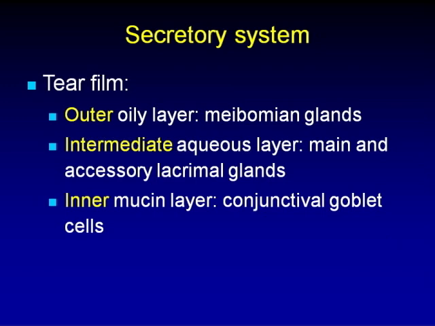The secretory system in the end produces the tear film. And we all know about the 3 layers of the tear film. The outer layer is the oily layer, and the oils are secreted by the meibomian glands. The thick intermediate aqueous layer, that's where your lacrimal gland and the accessory lacrimal glands make the tears. And then the inner mucinous layer is made by the conjunctival goblet cells.